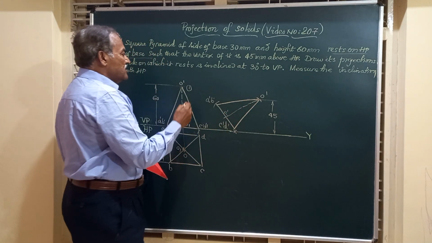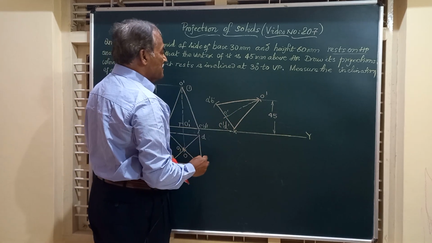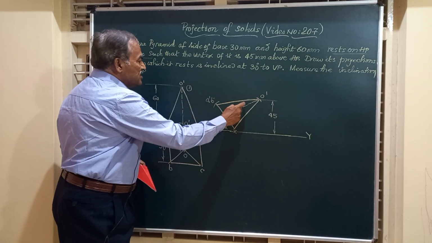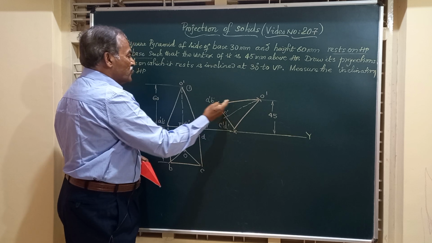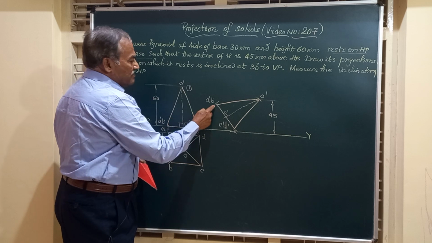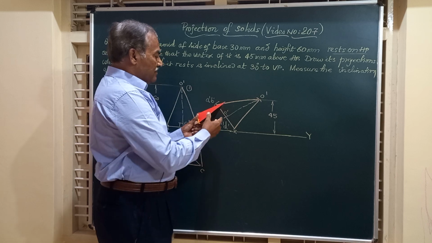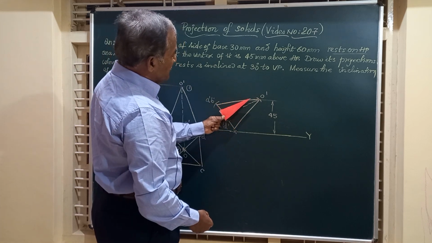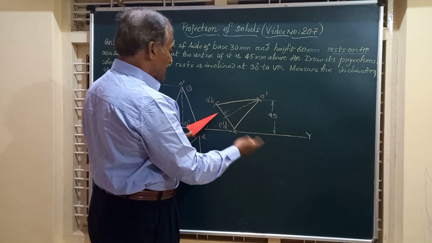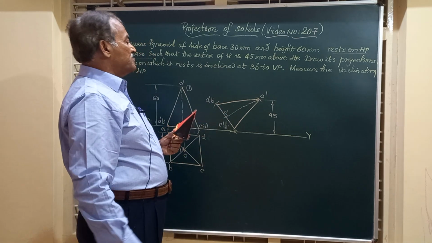Friends, what is it that we have done? We have redrawn figure 1 as figure number 2 with the vertex 45 millimeter above HP, and this triangle is just a photocopy of this. Means all the sides will have the same length as this, and the base will have the same measurement like this. So this is how the pyramid looks when it is rotated through an angle to the horizontal. Friends, this is the second position of the object.